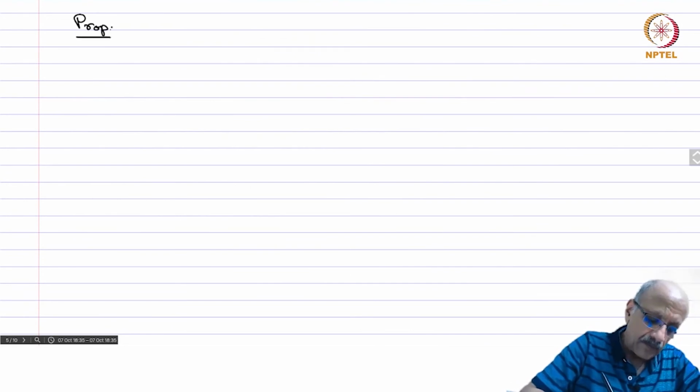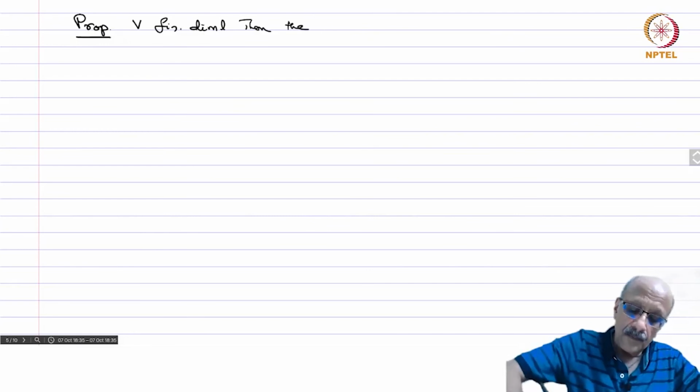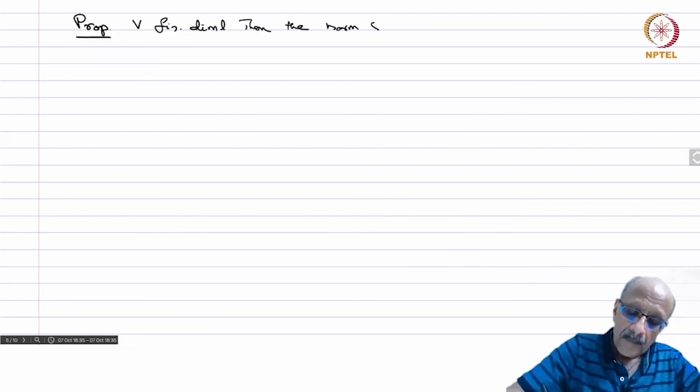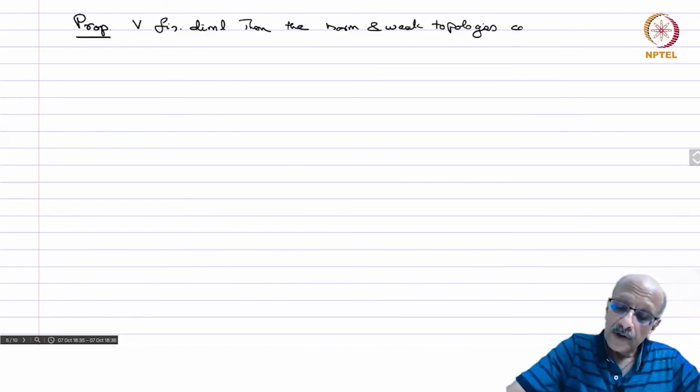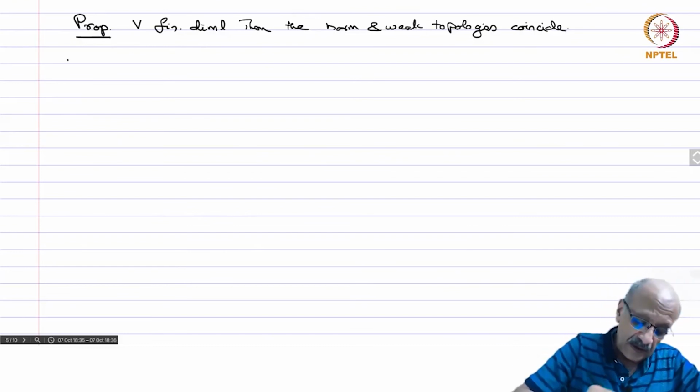Proposition: V finite dimensional, then the norm and weak topologies coincide. So there is no difference. So if anything is interesting, it is only in infinite dimensions.